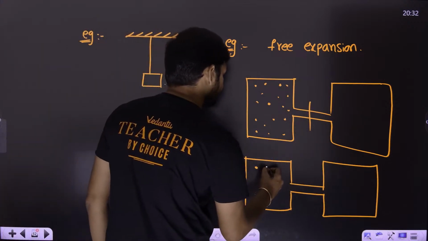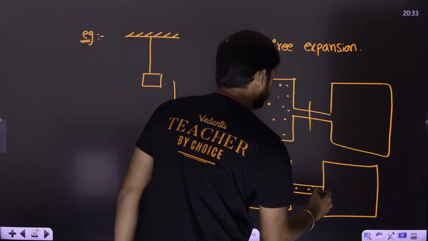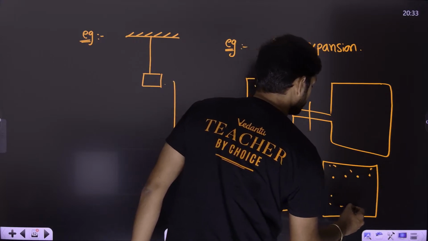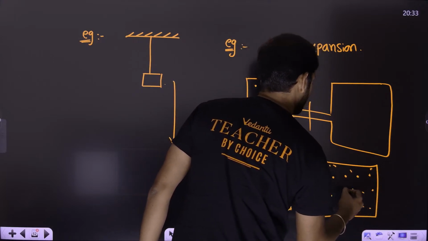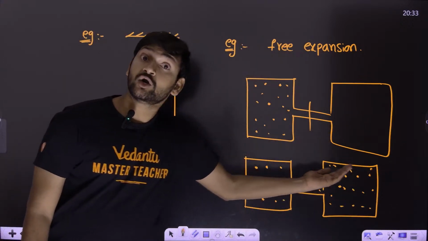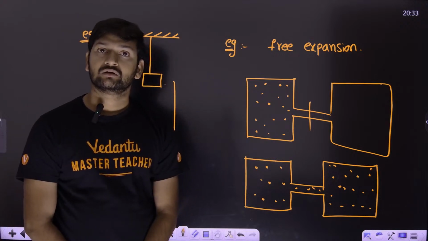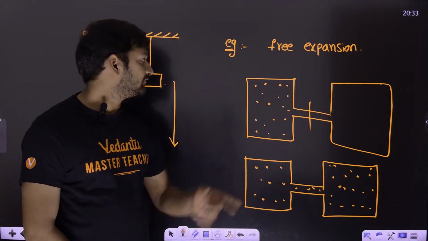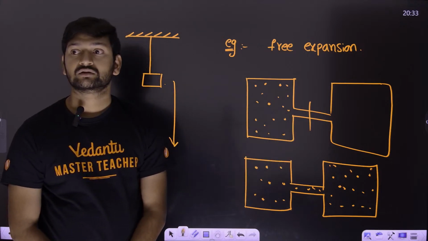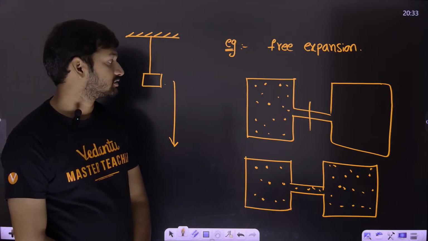Now, no matter what you do, will the gas, whatever has expanded over there, on its own come back to this side? Never going to happen. In fact, this is one best example for an irreversible process.